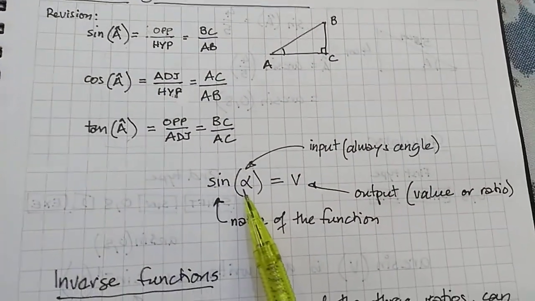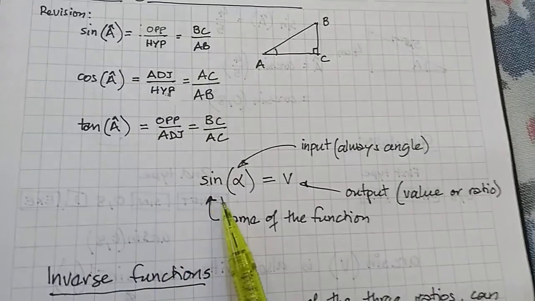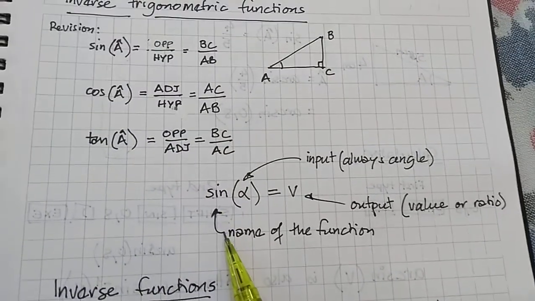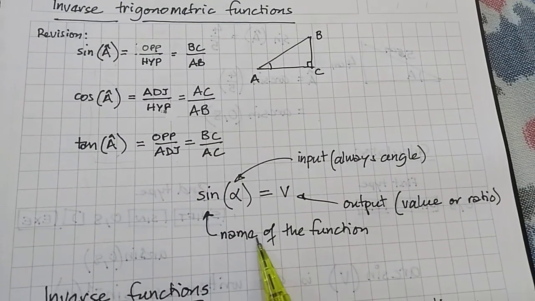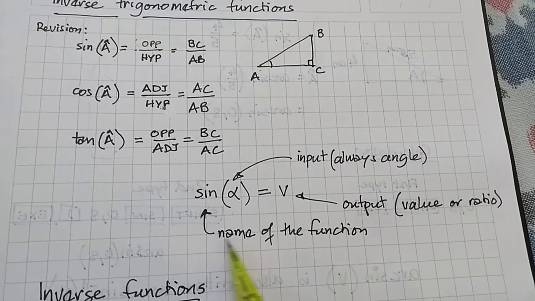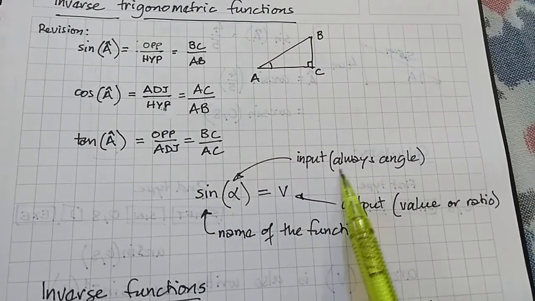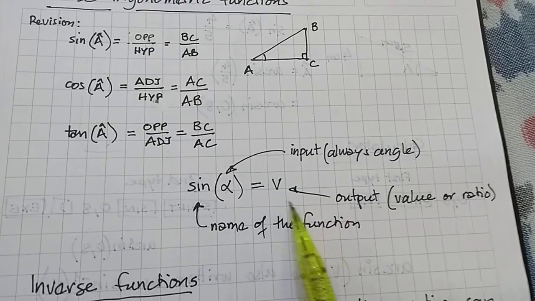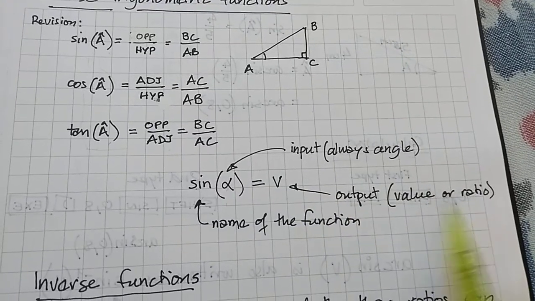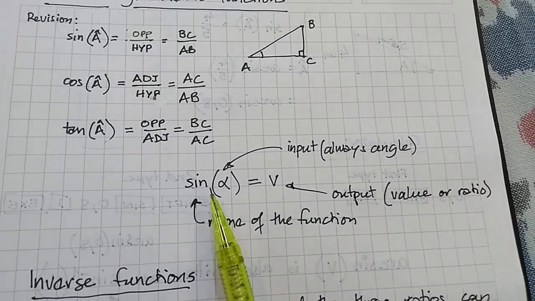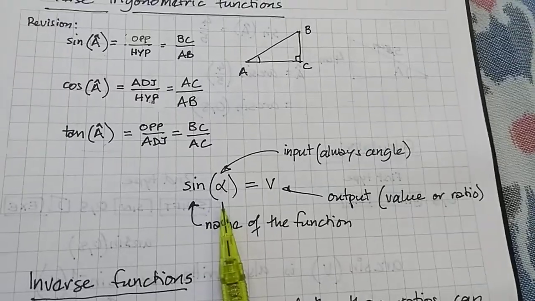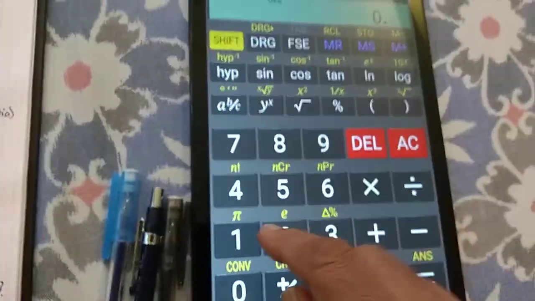Here, we take the example of sine. I'm just repeating what we did in the previous video. Sine is the name of the function. This is the input to the function. It is always an angle, and you get an output which is a value or a ratio. For example, if I put into the calculator sine of 45 degrees, like here, we've done this before.